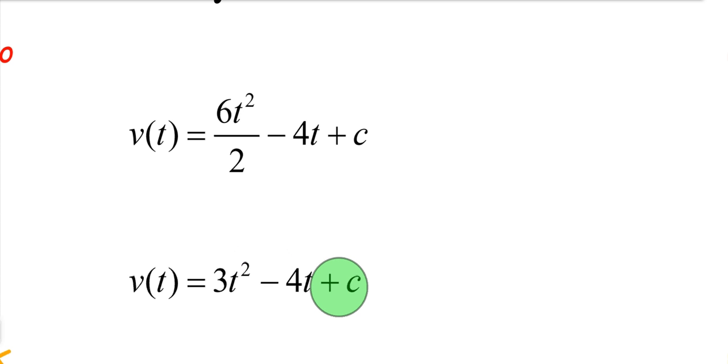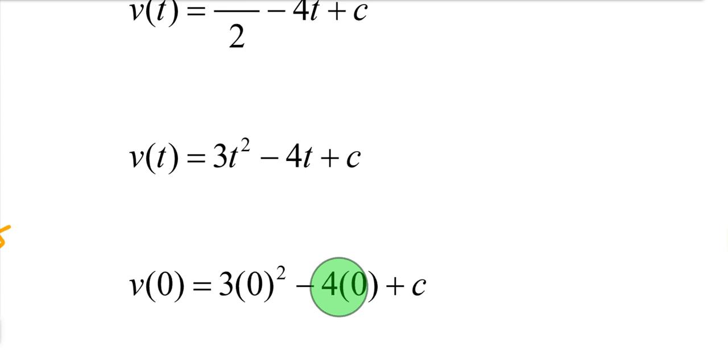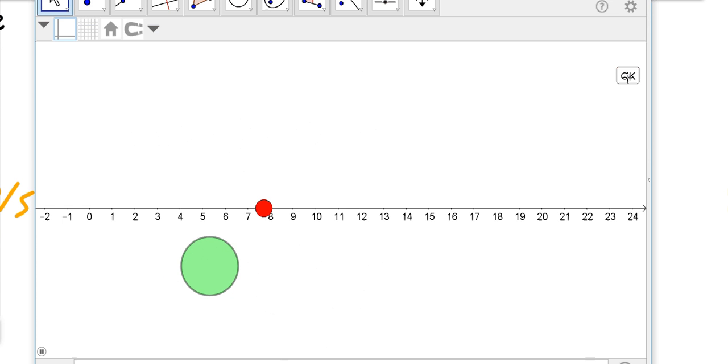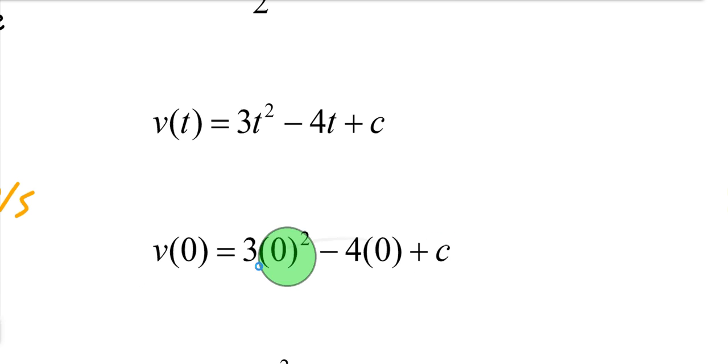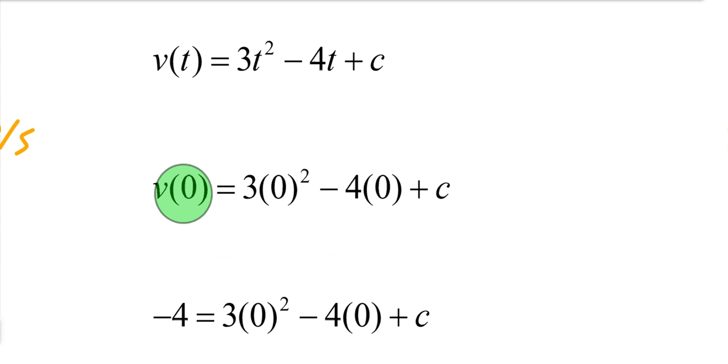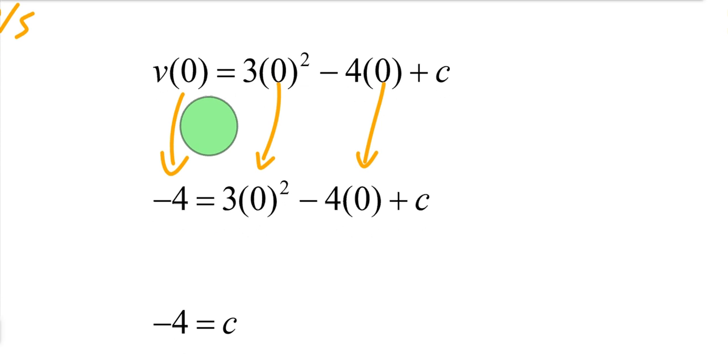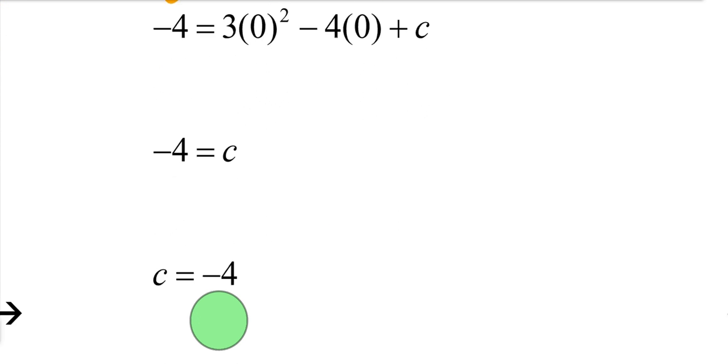Now you're probably wondering, how do you figure out c? Well, they gave us an initial velocity. The initial velocity was -4. Again, that means the particle begins moving at a rate of -4 nanometers per second. So we can replace v naught with -4. We can plug in 0 for t since it's the initial velocity, and then solve for c, and we get c equals -4.